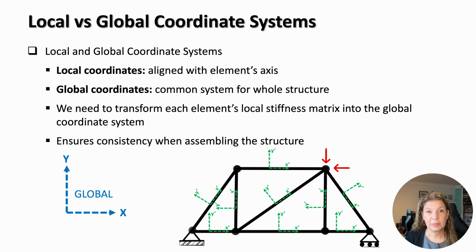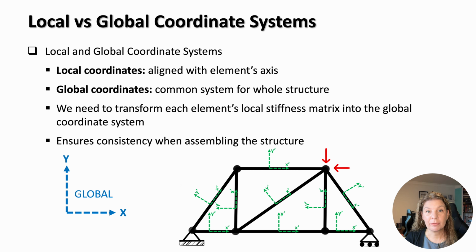Each element's stiffness matrix is first written in its own local coordinate system, which is aligned with the axis of the element. That makes the mathematics much simpler, because the behavior of the member is expressed directly along its own length. But because every element may be oriented differently, we need to convert these local stiffness matrices into a global coordinate system. The global system is shared by the entire structure, and it is in this system that the full set of equations must be assembled.